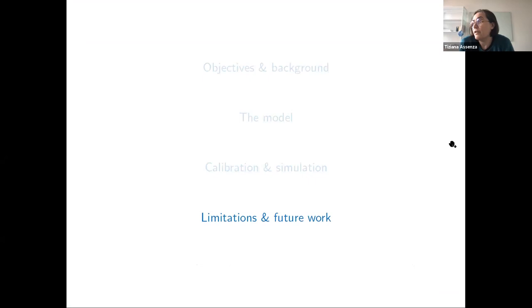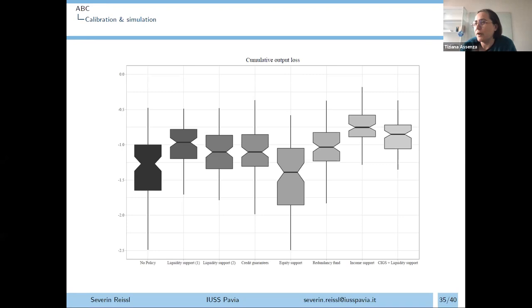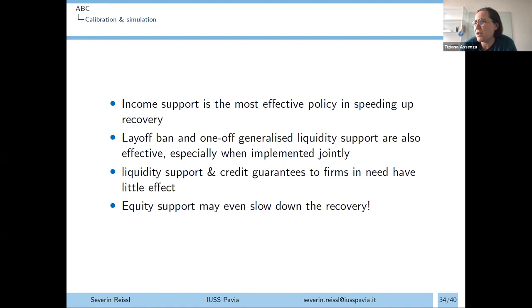So, sorry, can I ask a question? Sure. Hi, Severin, this is Tiziana. Hi. So if you go back to the reason you were explaining why you find such a small impact of the support that you give to firms, it's not clear to me what you were explaining, that this is due to the fact that the ones that go bankrupt are replaced by firms that become immediately, I mean, I didn't get your explanation.